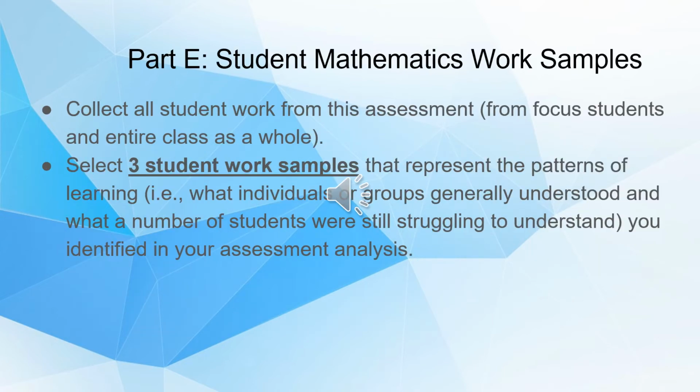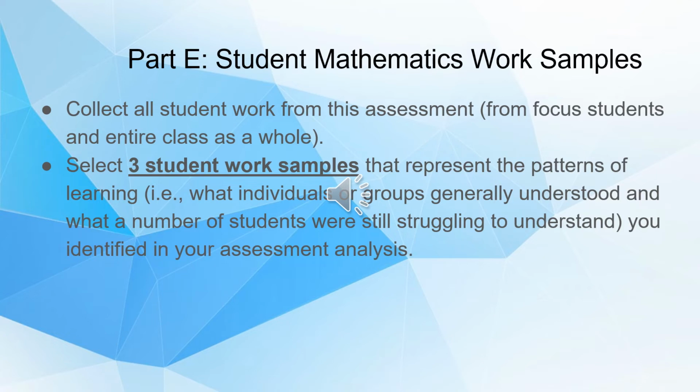For this, you will also submit student work samples. They'll just be student work samples instead of ELA student work samples. So again, you're going to collect all of the work that your students do from this assessment, and then you're going to pick 3 student work samples that show some kind of pattern of learning. This could be what the students generally understood well. This could be what a group is still sort of having trouble with or struggling to understand. But you want to look for those patterns across your class and pick 3 student work samples.